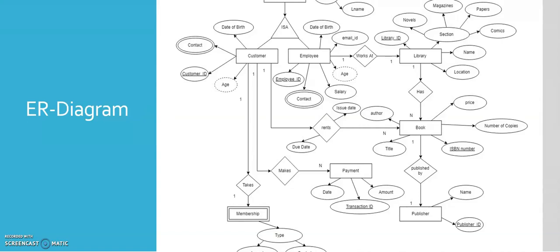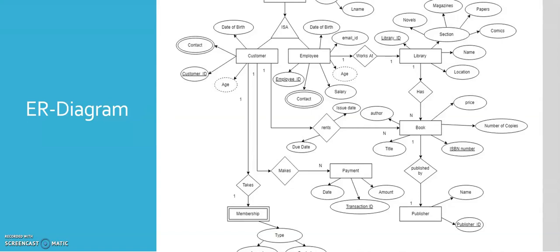The next type of attribute is the derived attribute. The derived attribute is an attribute whose value is derived from the other attributes. It is represented using a dashed ellipse. So in our example, the age can be considered a derived attribute because if we know a particular customer's date of birth, we can easily calculate their age.